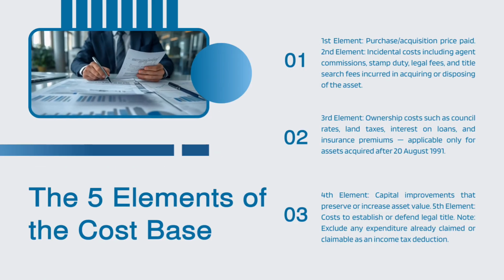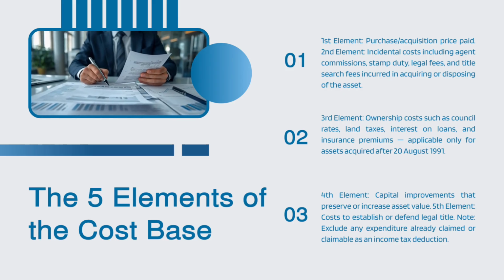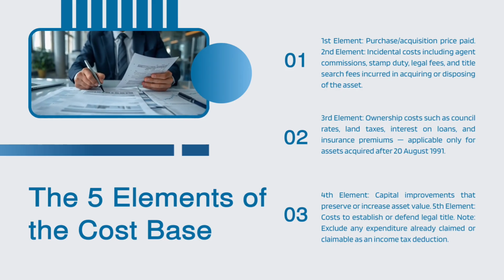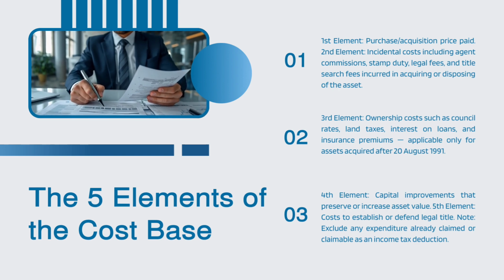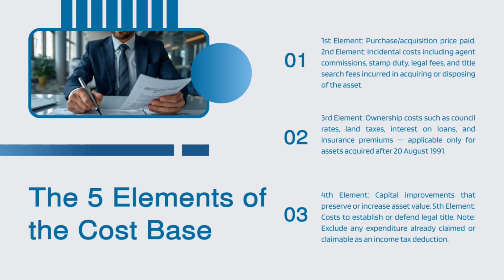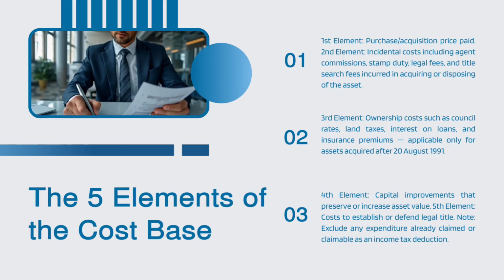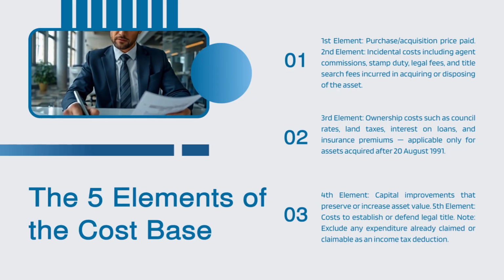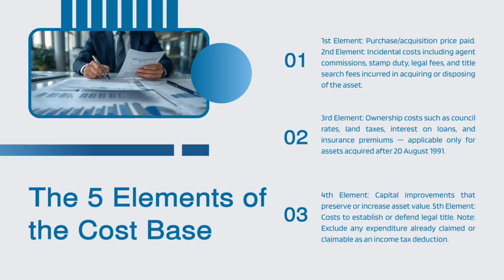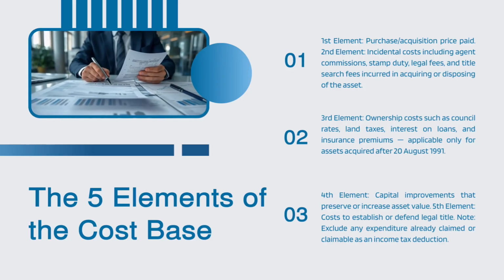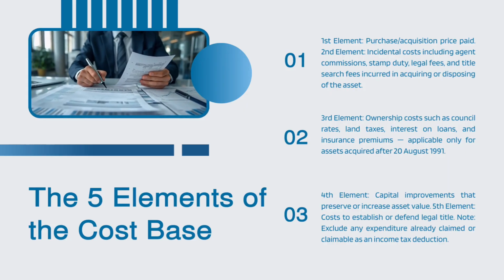The cost base is built from 5 distinct elements. The first is the purchase price. The second includes incidentals like stamp duty and broker fees. The third element consists of ongoing ownership costs, like interest and rates, but only for assets bought after August 20, 1991. The fourth element covers capital improvements, like building a retaining wall. The fifth covers costs to defend the title.